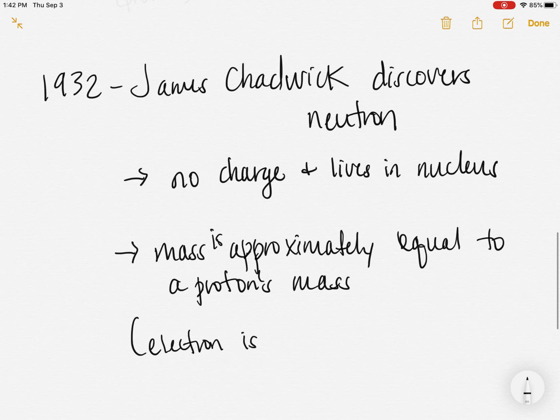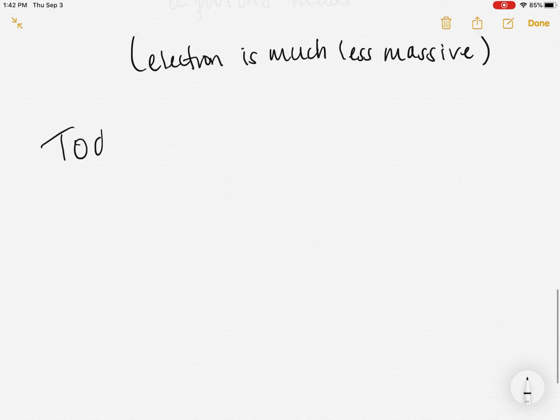which means that the electron is much less massive than the proton and the neutron. We'll talk about that in our next chapter. So we don't do a whole lot of discussion on the discovery of the neutron. It's not quite as famous in terms of the experiment, but the person who discovered it, his name was James Chadwick. He discovers that the neutron is neutral, it has no charge, and it lives in the nucleus. And it has approximately the same mass as a proton, with the electron being very teeny in comparison.